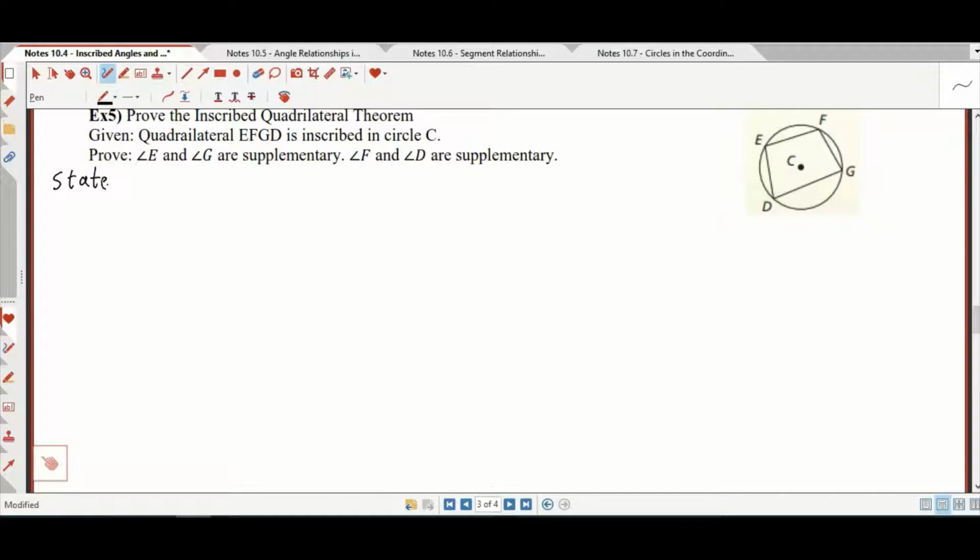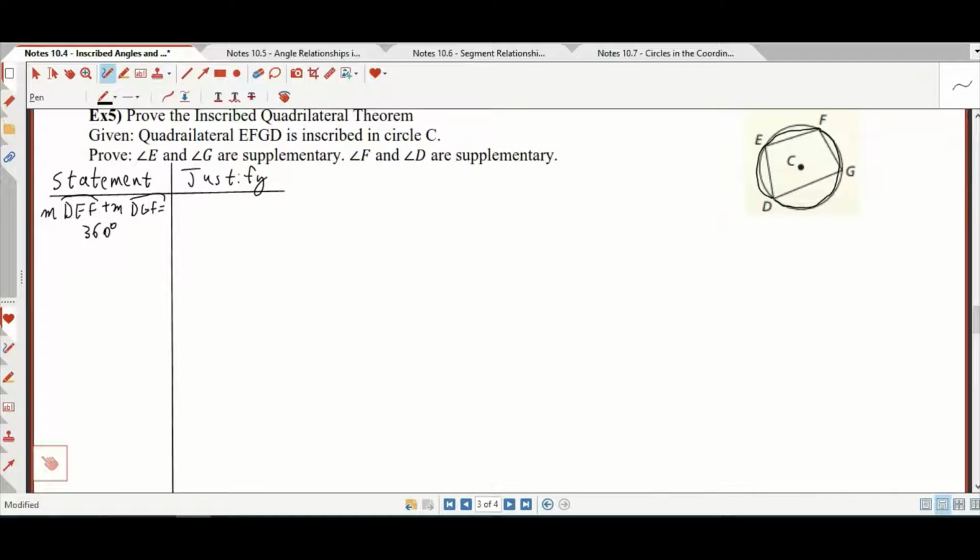We're going to make statements, and we're going to justify each statement. So the first thing I want to notice is that the measure of arc DEF plus the measure of arc DGF equals 360 degrees, yeah? Because this plus this is the whole circle.